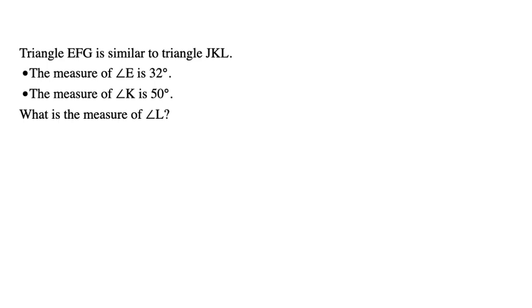The next one will not have a diagram. Triangle EFG is similar to triangle JKL. Now, neither triangle is shown, but we can write a similarity statement like this. The measure of angle E is 32 degrees. The measure of angle K is 50 degrees. What is the measure of angle L?